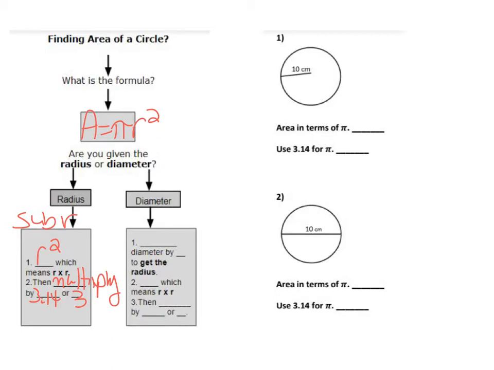Now the other scenario is when they give you the diameter. Okay? And remember, radius is from the center to the edge. Diameter is from end to end. Remember, it has to go through the center. Now, if they give you diameter, first you have to divide diameter by 2 to get the radius. Once you get the radius, then you go ahead and substitute r squared, which means radius times radius. Then you multiply by 3.14 or 3.